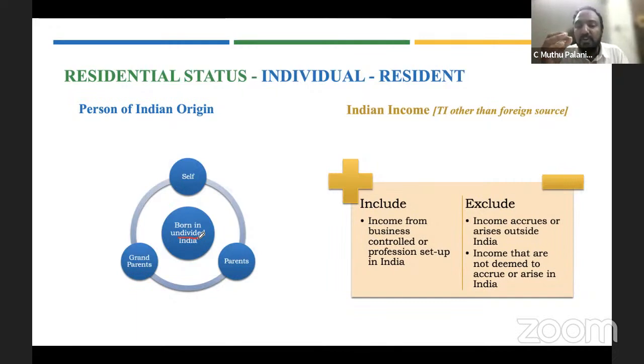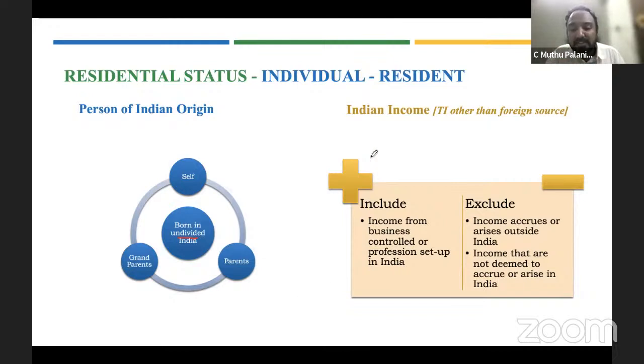Moment you're a person of Indian origin, we saw some exceptions, that is, a person of Indian origin visiting India. If Indian income is up to 15 lakhs, the only basic condition is 182 days or more. If it is above 15 lakhs, we said the second basic condition will have the word 60 replaced with the word 120. So that is about the person of Indian origin.